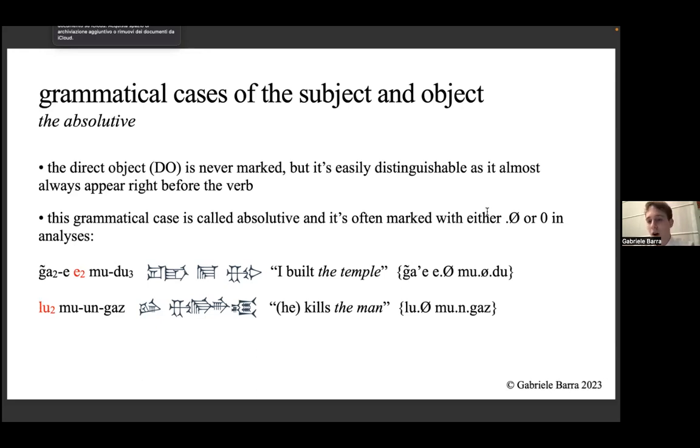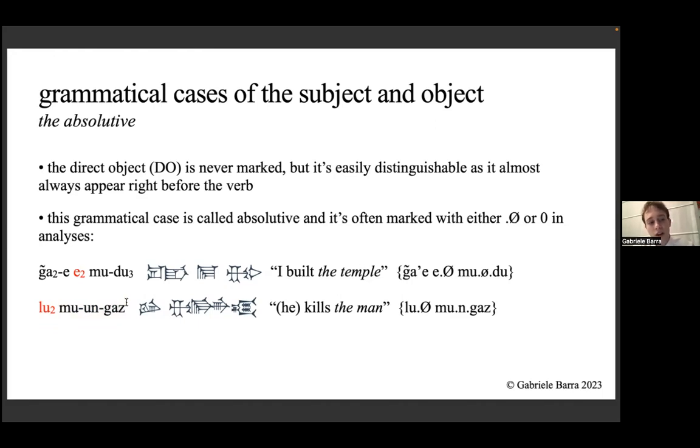Again, we mark it with 0 or the Norwegian or Icelandic O, because it looks really cool. So nga, me, e, with the 0, because again, no real ending. Object, the temple, mu, du, I built, with the 0 in between, because the first person doesn't take a prefix. Lu, men, mu, ungas.